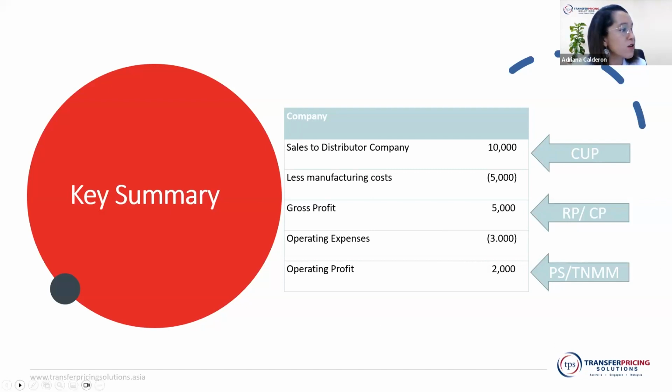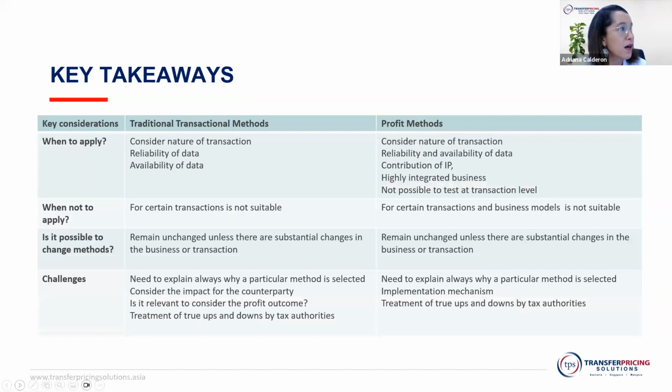So if we could summarize some of the key points that we discussed, you want to go with your traditional transactional methods? Yeah. For traditional transactional methods, including the TNMM as well, first we will look at when you can apply any of these methods: the nature of transactions, reliability of data for each method, availability of the data for each method. And for some transactions only certain methods are applicable, like a loan, for example, or a royalty transaction, where CUP would be more in line.